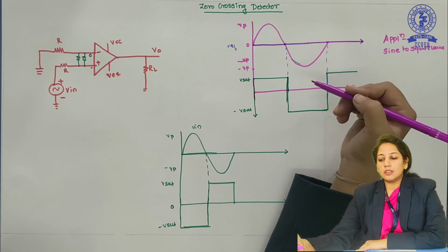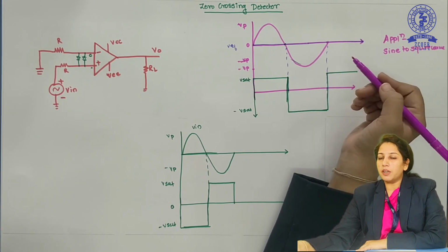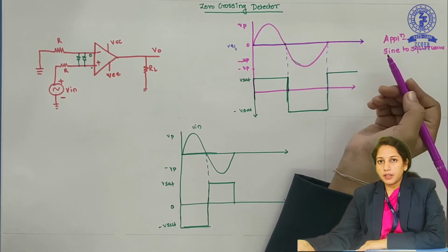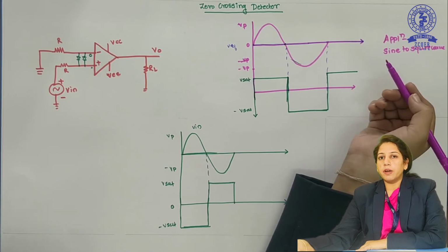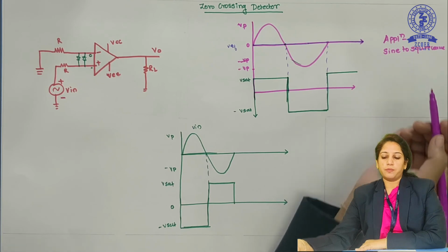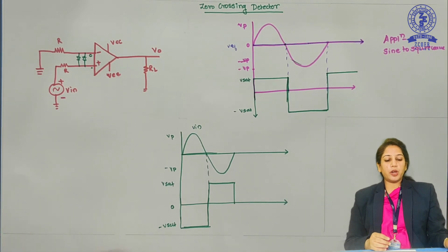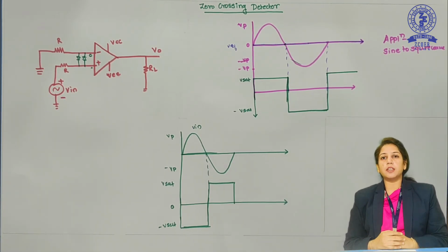Next we will see in the Schmitt trigger how this noise problem can be eliminated, and the switching time can also be made faster. I hope, students, you have understood the comparator and ZCD circuit in this lecture, and thank you for watching this video.